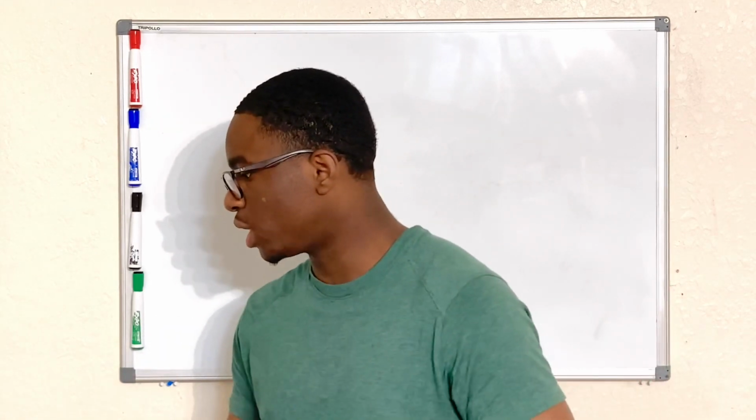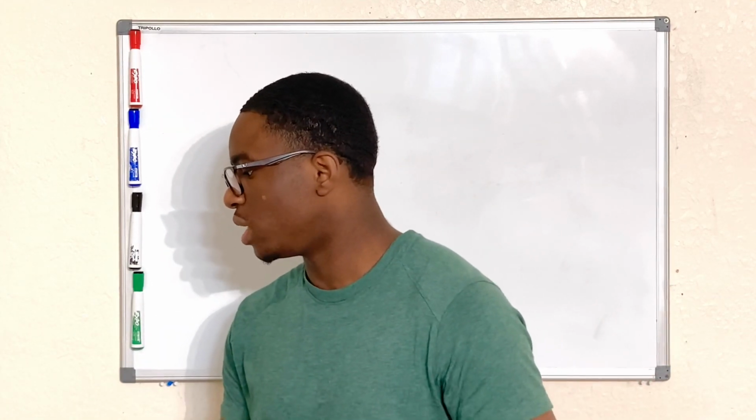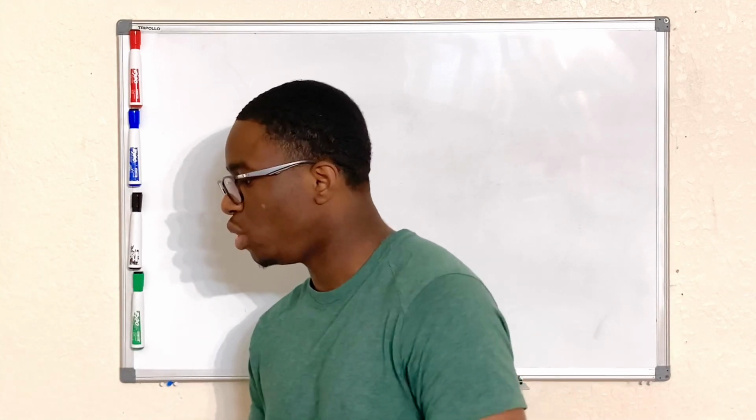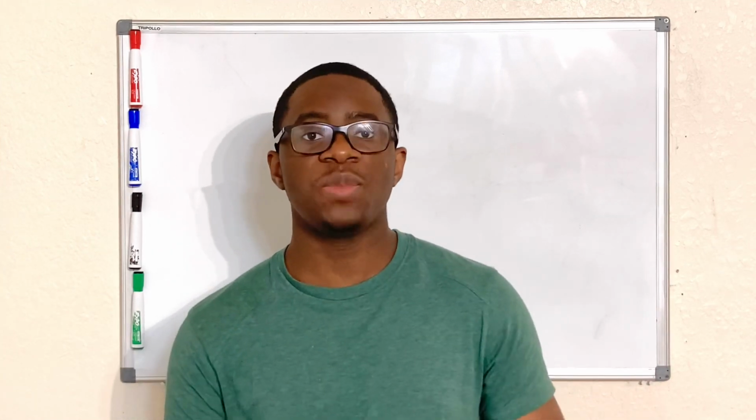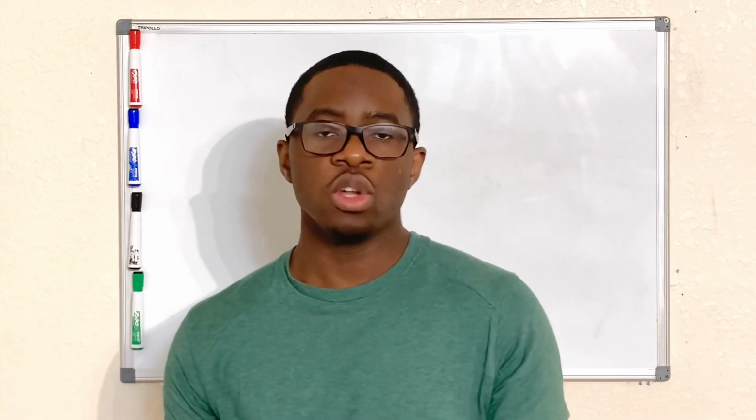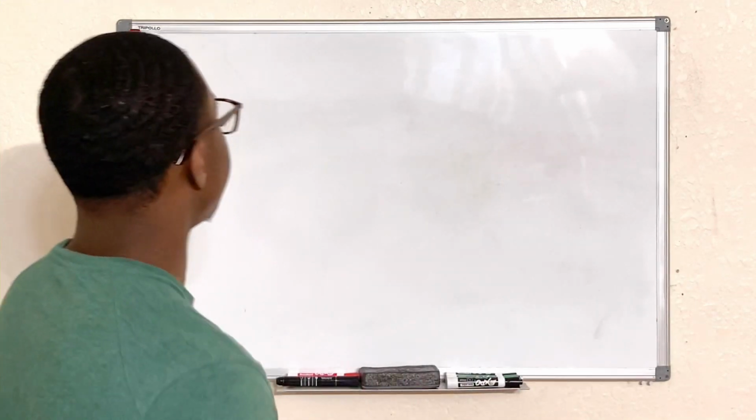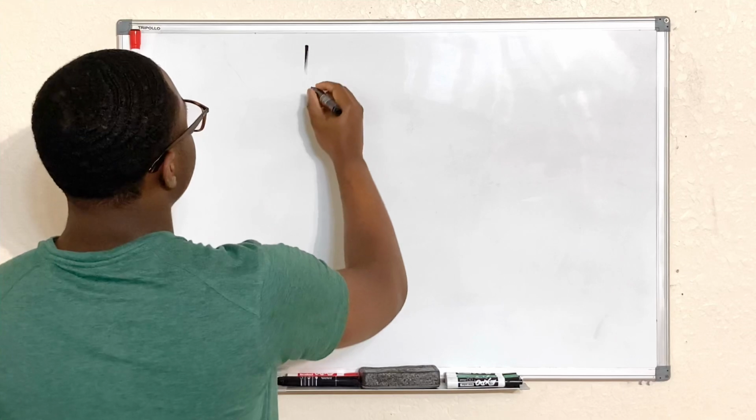So here in question 5, it says, which table represents a non-proportional relationship between X and Y? So we're looking for something that is not proportional. So what's an example of a proportion? Let's say we have 1 over 2.